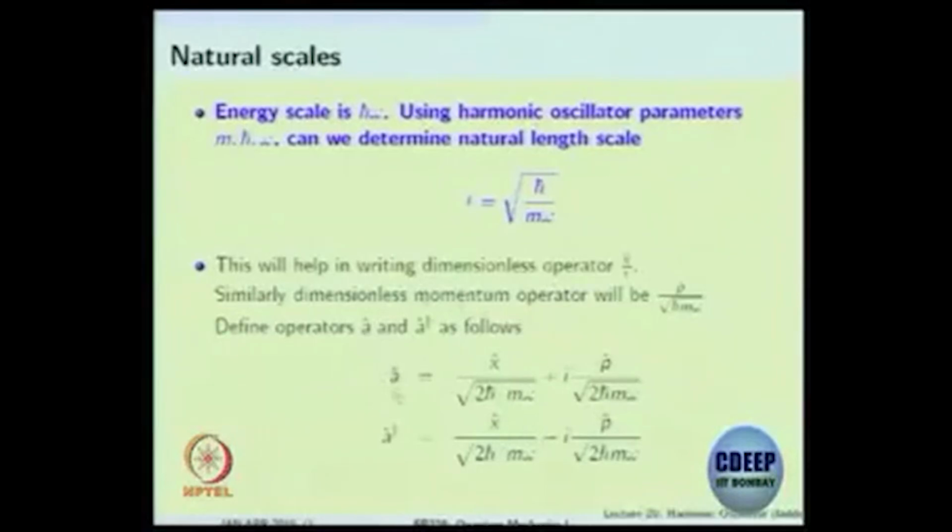The complex conjugate of a is a dagger. You can see that plus i, the imaginary i, becomes minus i. Just to make my math simpler, I have introduced a square root 2 here. The x operator divided by root h cross by m omega is dimensionless, and the p operator divided by root h cross m omega is dimensionless. The square root 2 is added just to make things simpler, as we will see.